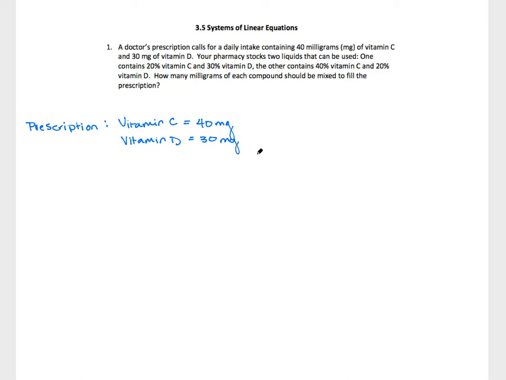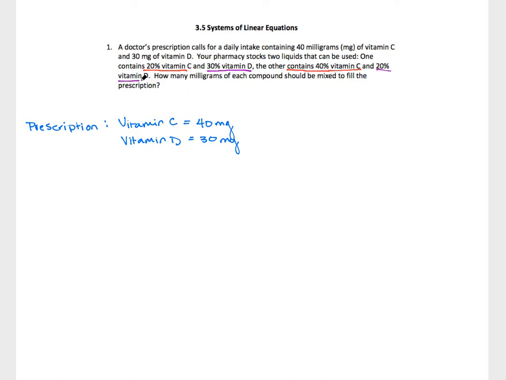Okay, we go to the pharmacy and we realize the pharmacy stocks two types of compounds or two types of liquids that we can use to fill this prescription. One of the liquids contains 20% vitamin C and 30% vitamin D. The other liquid contains 40% vitamin C and 20% vitamin D.